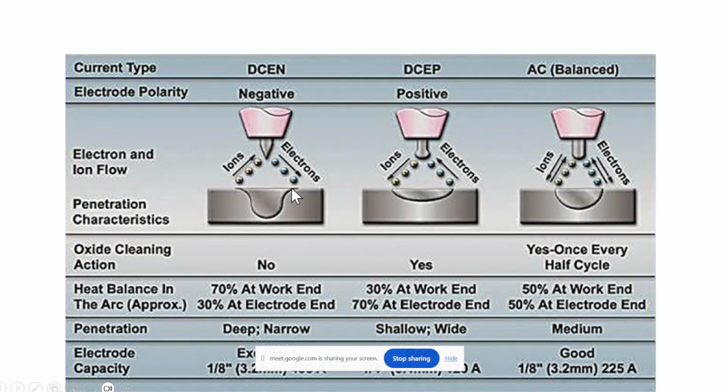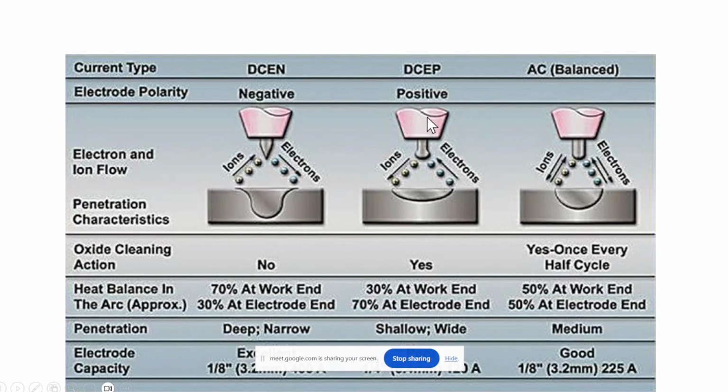Very deep weld bead, and a thinner electrode is required, because less heat will be generated there, so it will not melt. But in the DCEP case, only 1/3 of the heat is generated at the workpiece, and more heat is generated at the electrode side. That's why we require a thicker electrode. Similarly, AC is 50-50: half cycle it will be DCEP, half cycle it will be DCEN.